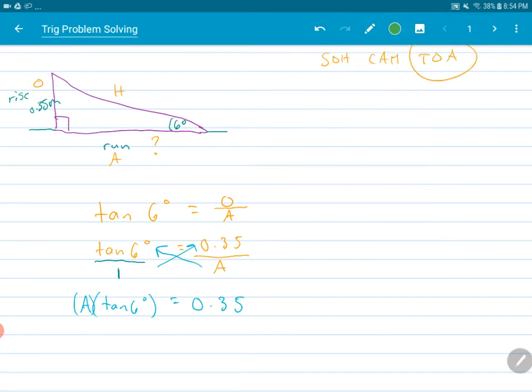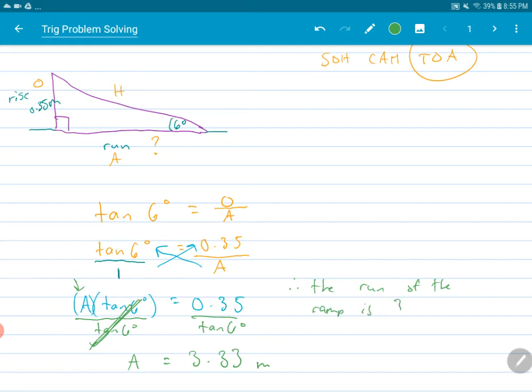Well, we are trying to get this a by itself. We're trying to find what is the value of a. So to get that by itself, we are going to divide both sides by tan 6 degrees. So that will leave us with just a. And if we take out our handy dandy calculators, 0.35 divided by tan 6 gives us 3.33 meters. So we would say, therefore, the run of the ramp is 3.33.